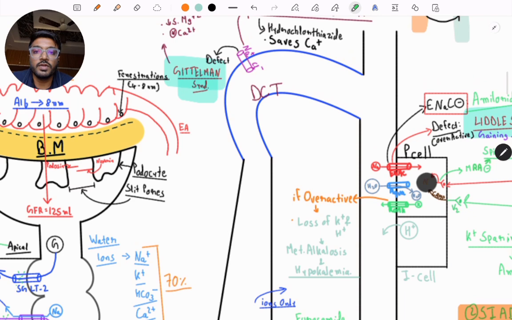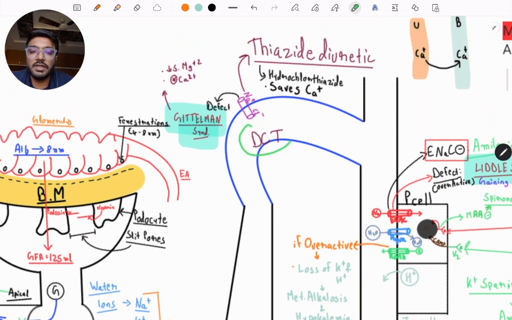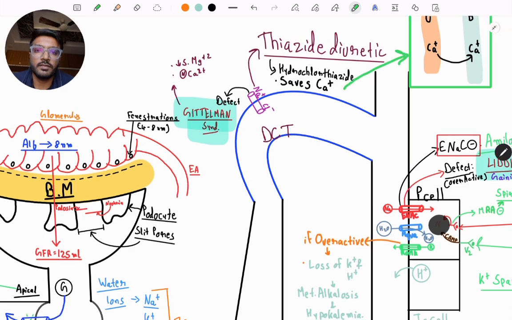Let's move forward towards our DCT. In this DCT we have a channel called the sodium chloride channel. If this gets defective, we have a syndrome called Gitelman syndrome. This also absorbs magnesium, but it has no role in calcium absorption. So if this does not work properly, we will have hypomagnesemia, but the calcium ion concentration is going to be similar. There will be no changes in that.